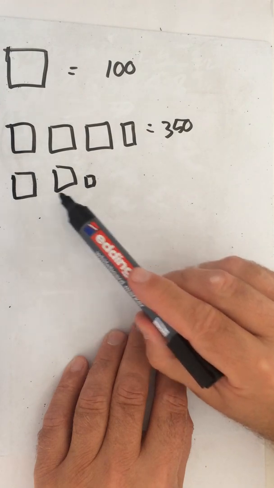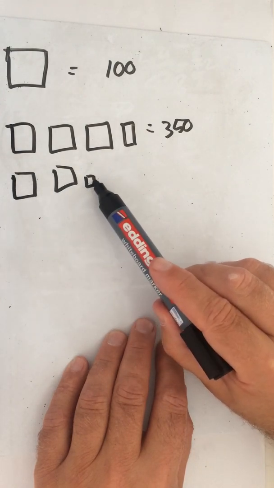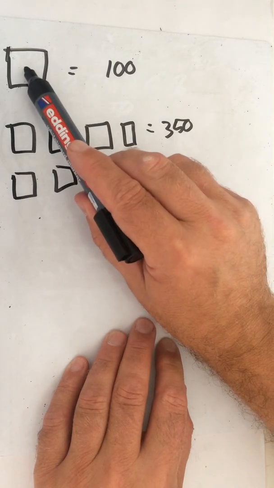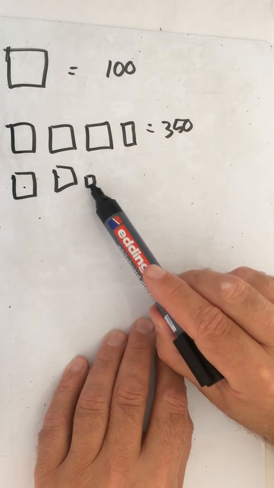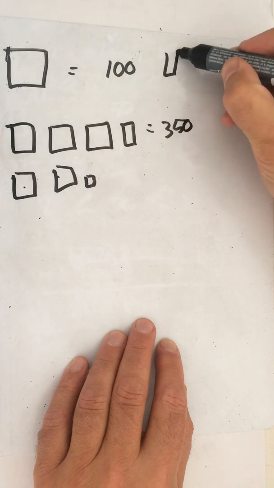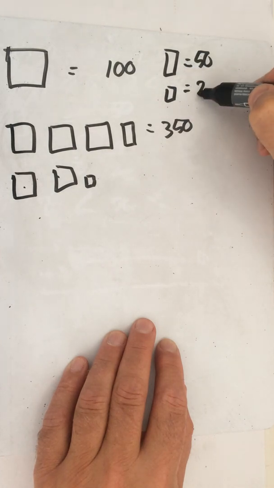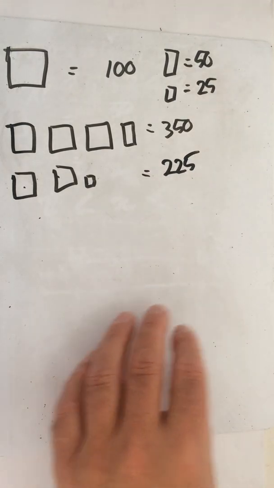So now we've got a full square and a quarter of a square. A whole square is worth 100, so we go 100, 200, and a quarter of a square is worth 25. Remember, because half a square is 50, a quarter of a square is half of that, 25. So we got 225.